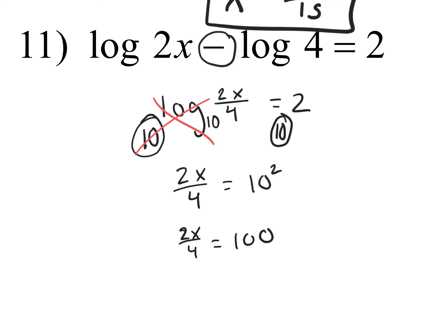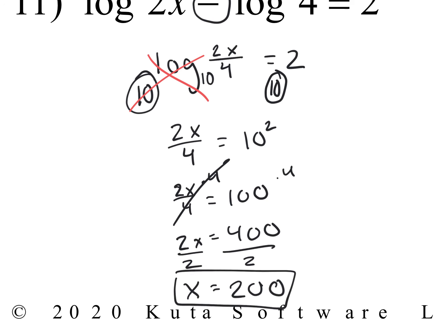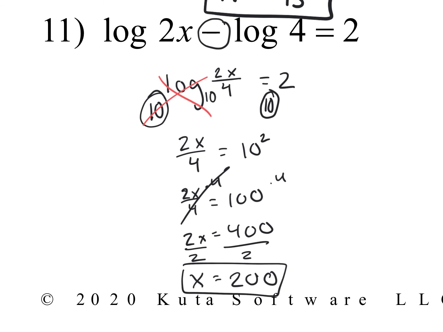What else can I do to solve for x here? Times 4, perfect. Since 4 is being divided here, I multiply it to get rid of it. So 2x is equal to 400. And then what else do I have to do? Divide by 2. So what's 400 divided by 2? 200. So x is equal to 200. That's my answer.